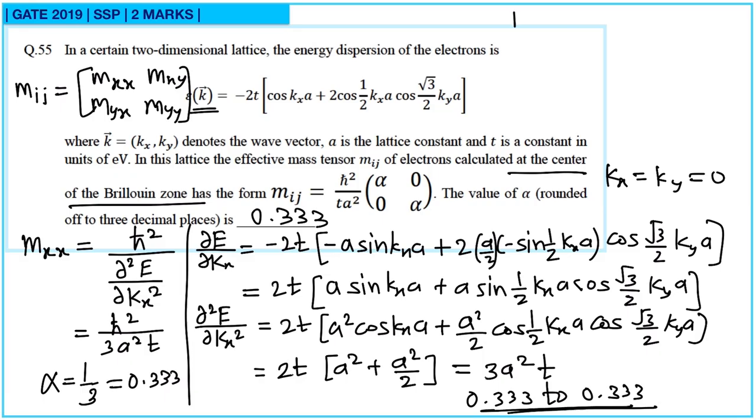And mxy, if you want to calculate, then that will be h cut square upon dou by dou kx dou by dou ky of E. So that will be mxy. Then myx, take first y then x, and myy will be dou by dou ky twice, so take the double derivative with respect to ky. So answer is 0.333. So these were all the questions from the solid state physics part from the GATE 2019 paper.